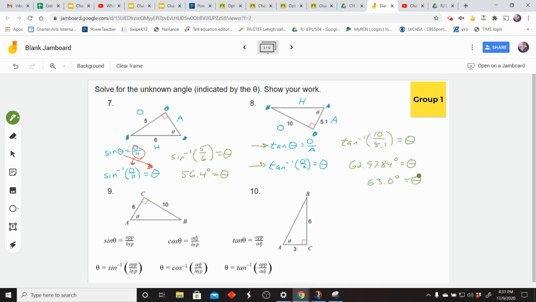So we've done a couple problems with trig, meaning we knew one side and the angle and we wanted a different side. And now we've just done two problems with inverse trig, meaning we started off knowing two of the sides and we wanted the angle. So that's how you do these. And hopefully you guys found that helpful.